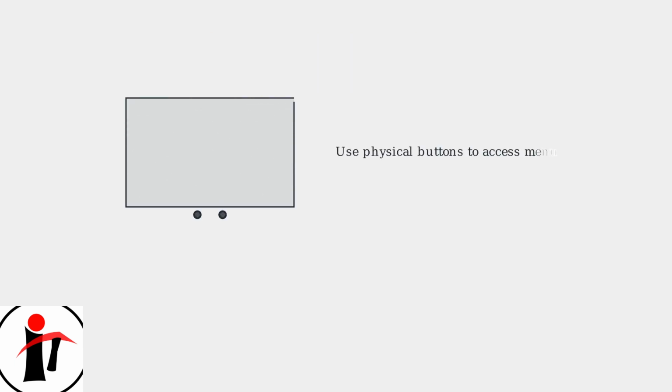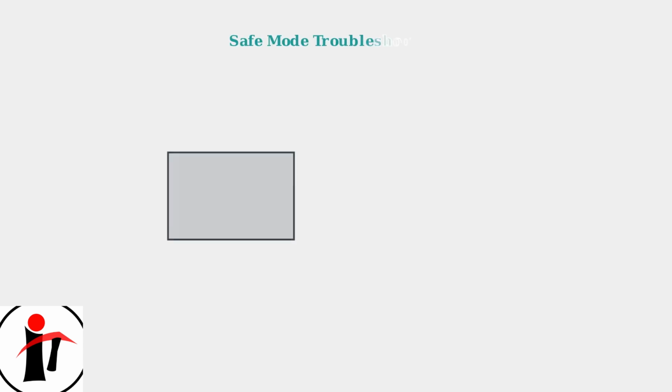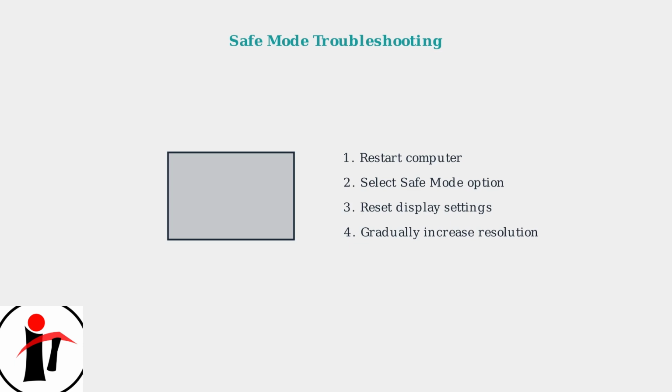When basic troubleshooting fails, advanced solutions are needed. First, access your monitor's built-in menu using the physical buttons to manually select the correct input source. For PC users experiencing display issues, boot into safe mode to reset display settings. This allows you to start with basic display drivers and gradually adjust resolution and refresh rate settings.